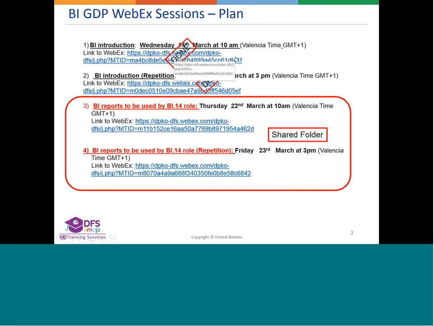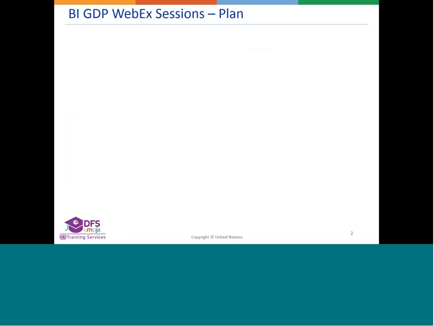because we found out that sometimes we jump directly into some BI reporting, we explain things, and some of the audience or participants have never entered the system, the BI model in Umoja. So that makes it a bit difficult to follow the sessions. We wanted to make sure that everyone is on the same page, and then we jump into the report part. So we did yesterday the third one, BI reports to be used by BI 14 role, and today, Friday 23rd, is the repetition of the session.